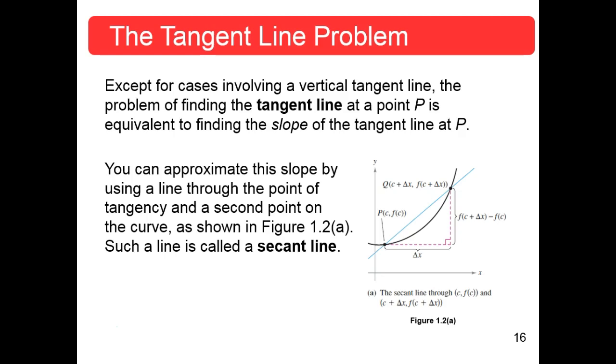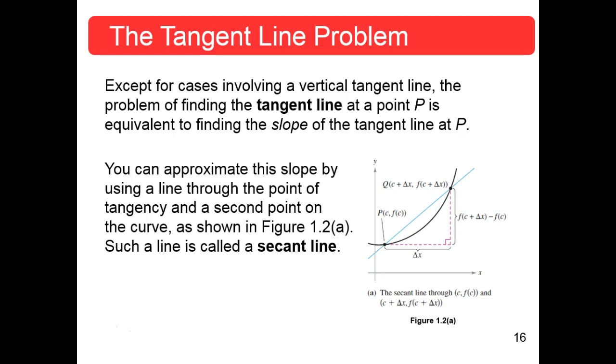C, f of c. That point is fixed here. Up here you have some other point. You've gone from this c, some delta x over here. So this is c, this is c plus delta x. Okay? That's this point right here. Then plug that into your function, f of c plus delta x. That gives you your y value up here, because y is f of x.